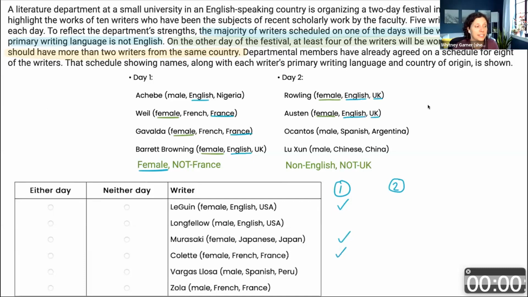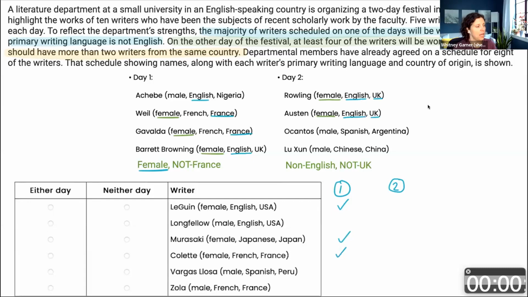On day 2, I need someone that's not English, not UK. Now I decide. The first asked me for someone who could be on either day, meaning a check mark next to both.